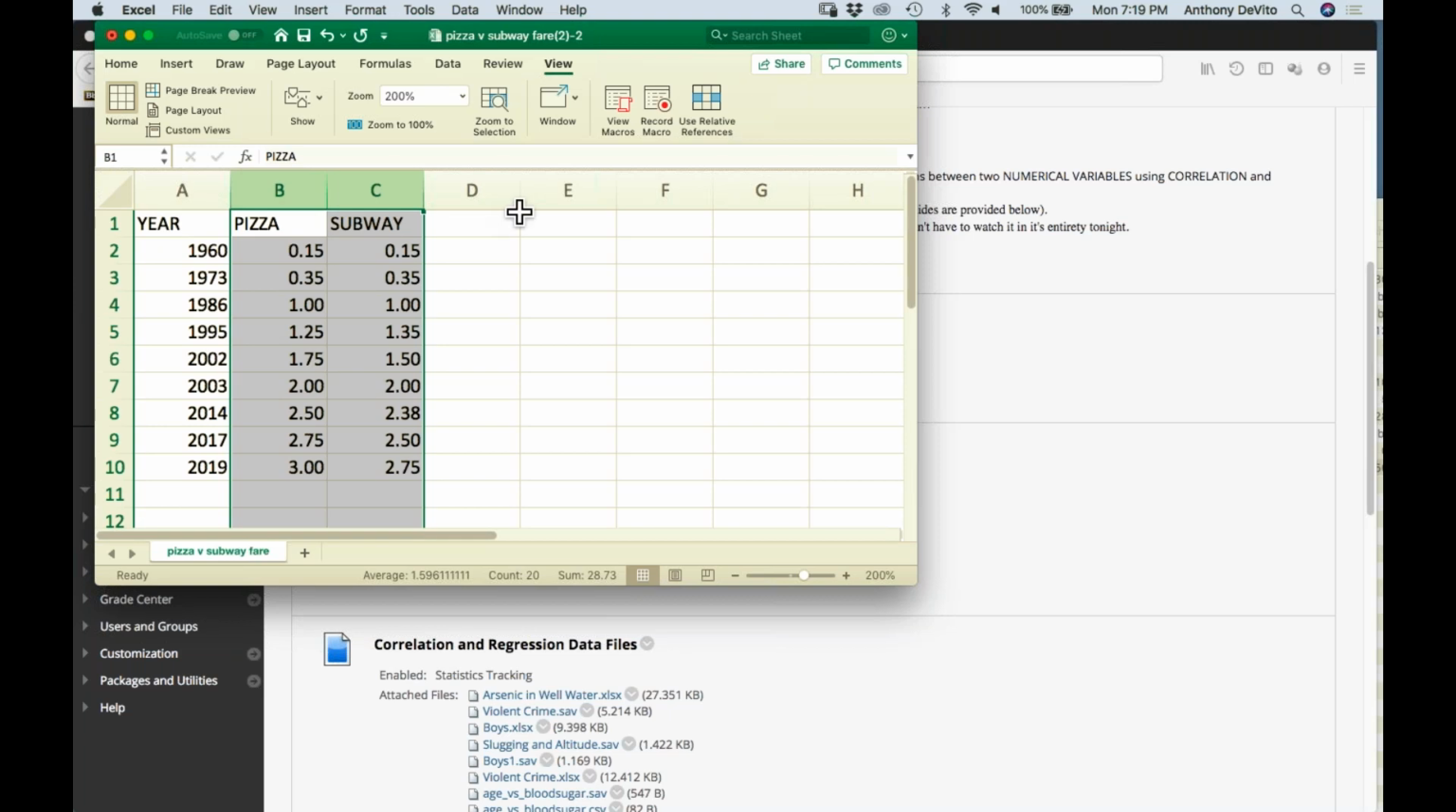We have two numerical variables, and we want to see if there's an association between the two of them. So what's my null hypothesis here? My null hypothesis is that there's no association between the price of a slice of pizza and the subway fare. Okay, well, what's a good way for me to look at this, besides just looking at this jumble of numbers, that'll help me understand this?